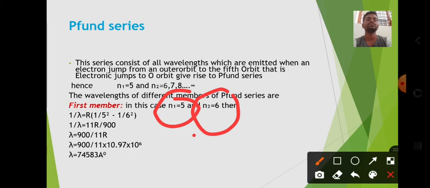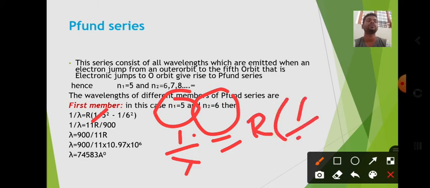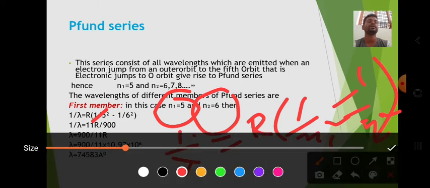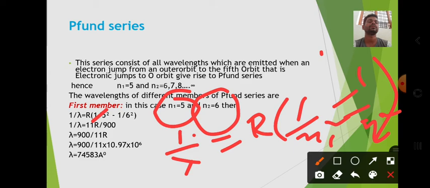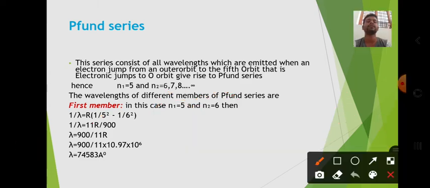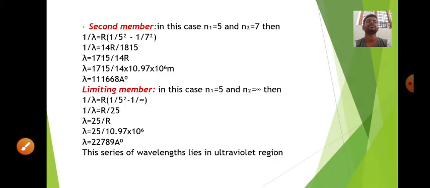Okay, substitute these two terms here. Why? Because 1/λ = R(1/n1² − 1/n2²). It is a formula. In this formula, if we substitute, then we get this, and by simplifying with the reciprocal, the λ value is this, and finally the wavelength value is this.